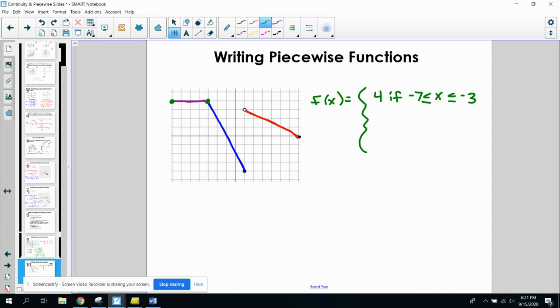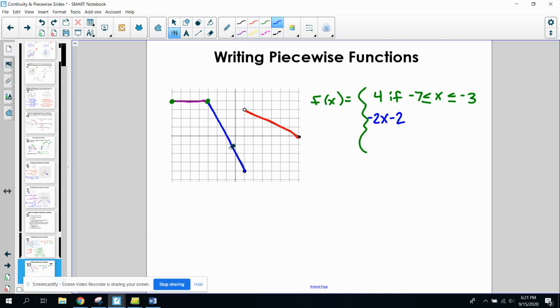For the blue line, again, we can either look at the line and figure out the y-intercept here is -2, and we can count the slope. So it's down 2 to the right 1, or you can say up 2 to the left 1. So this slope should be -2, and then the y-intercept is -2. So the equation would be -2x minus 2. Or we can pick points.